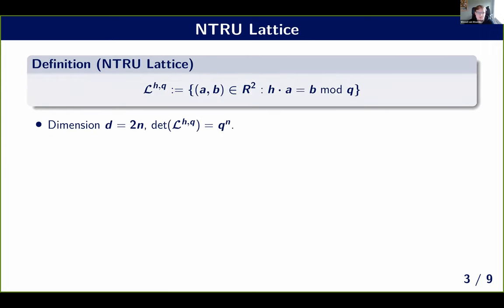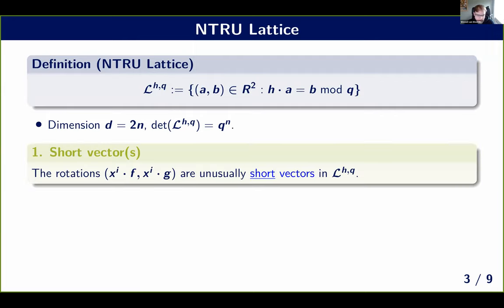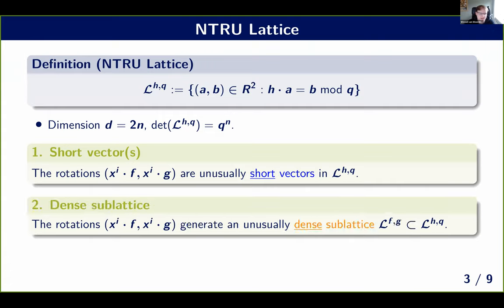To solve this problem using lattice reduction, we first need to define a lattice. The NTRU lattice is just given by all pairs (a, b) so that h times a equals b mod q. And note that the secret key (f, g) also satisfies this. This gives us two very important properties. Namely, the first one is that it contains these rotations of the secret key, and for most parameters, these are unusually short vectors in this lattice. And secondly, these rotations also generate an unusually dense sublattice of high rank in this lattice. Just recovering this dense sublattice is already enough most of the time to actually break the cryptosystem. And after that, it's very much easier to recover these short vectors, like the secret key.